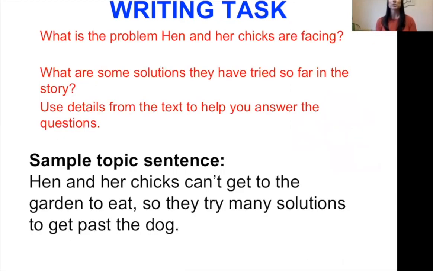Let's reread the question. What is the problem that Hen and her chicks are facing? In our sample topic sentence, we address the problem by saying, Hen and her chicks can't get to the garden to eat. Let's read the next part of the question. What are some solutions they have tried so far in the story? The second part of our topic sentence says they try many solutions to get past the dog. This tells our readers that they are about to hear the different solutions the chicks tried to use to get past the dog.